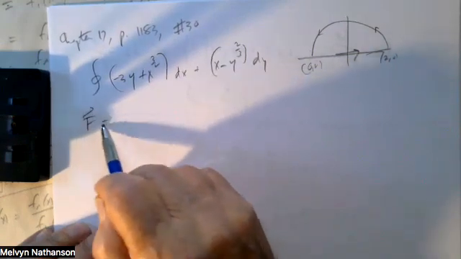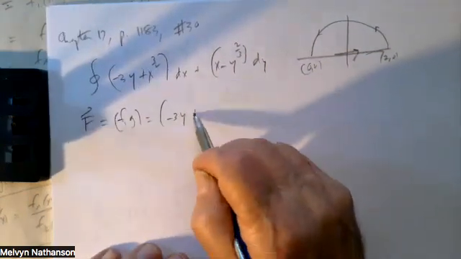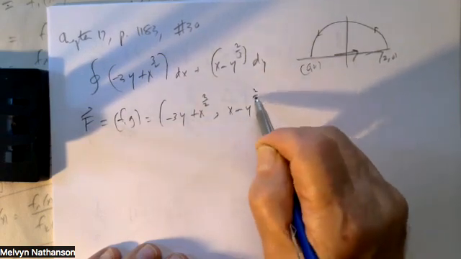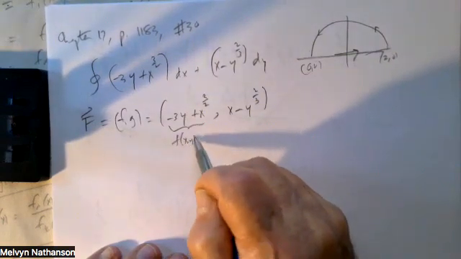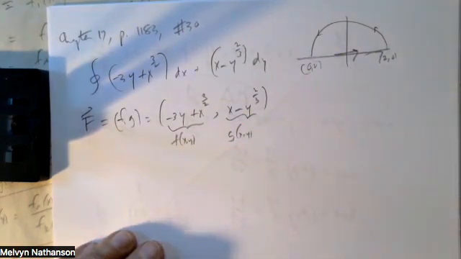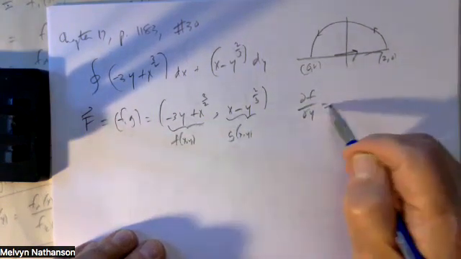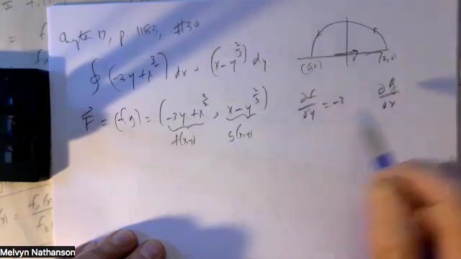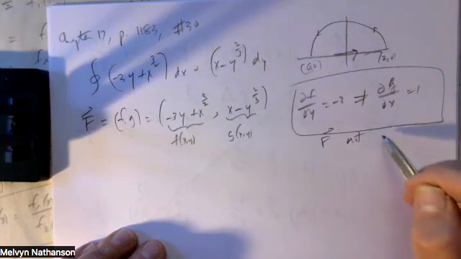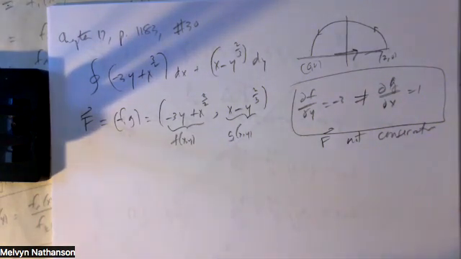And my vector field F with components F and G is given by minus 3y plus x to the 3/2, comma, x minus y to the 2/3. So this is my function little f of xy. This is my function little g of xy. And we can check that the partial of f with respect to y is minus 3. The partial of g with respect to x is 1, and they're different. So my vector field F is not a conservative vector field. So we can't just say without any more calculation that the integral is 0.